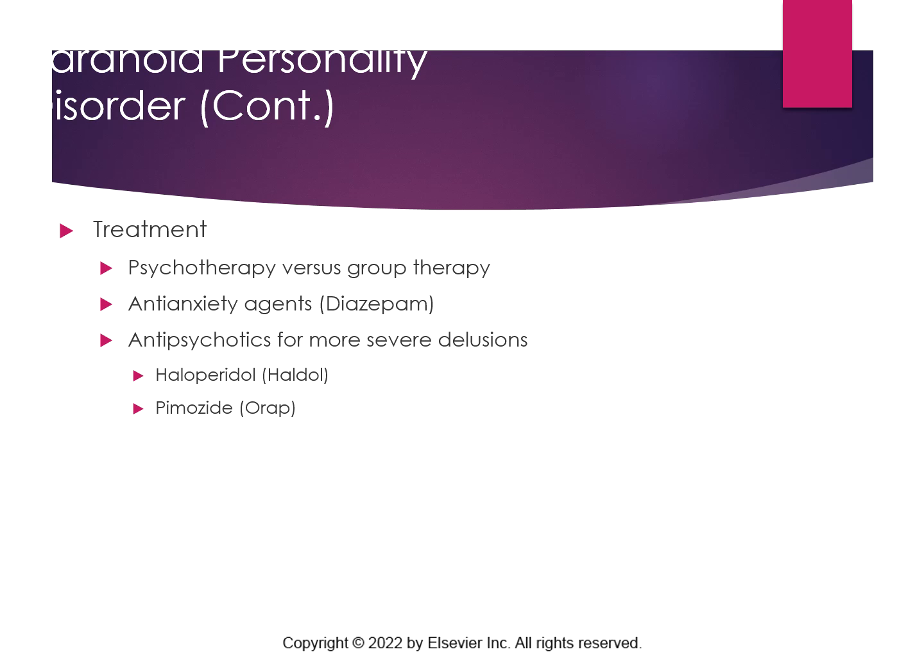The antipsychotic medications are used for more severe delusions of these individuals. A very strong one would be Haldol, and another one would be Thorazine or Orap. So that is your medications, and please review these in your text.